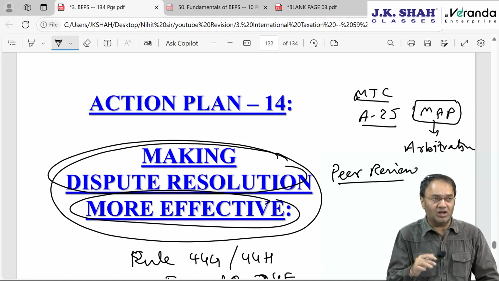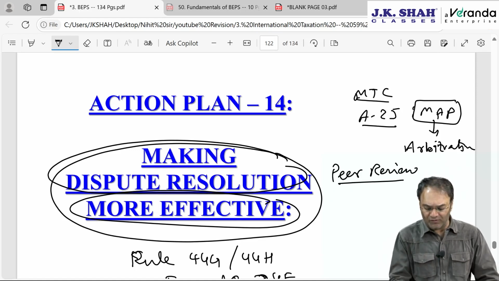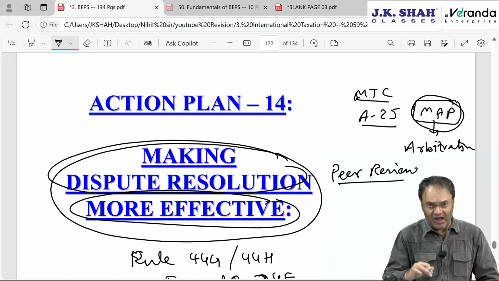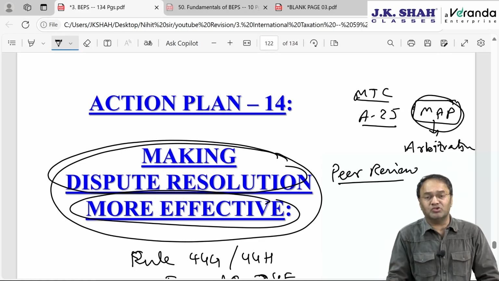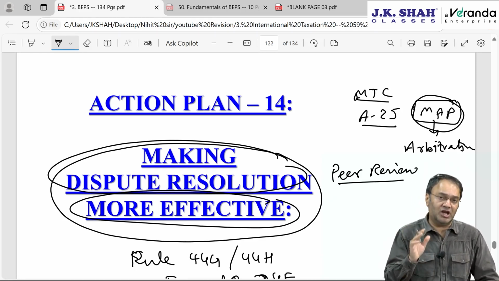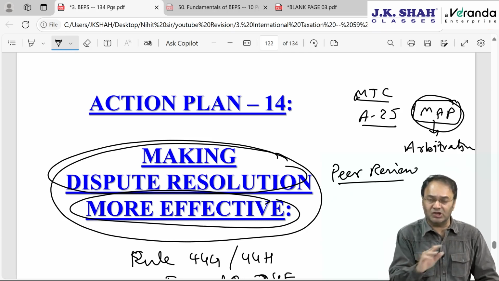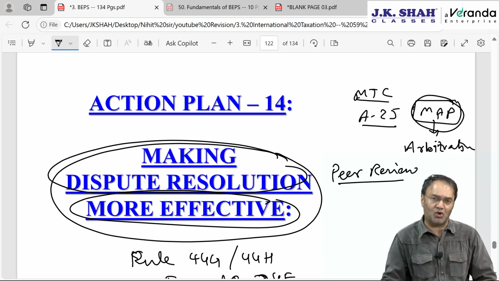Earlier, those people who were aware of this MAP and had lodged the complaint, there was no timely resolution. The matter is still hanging for 10-15 years. For 10 years, 15 years, there is no resolution. It's going on and on.